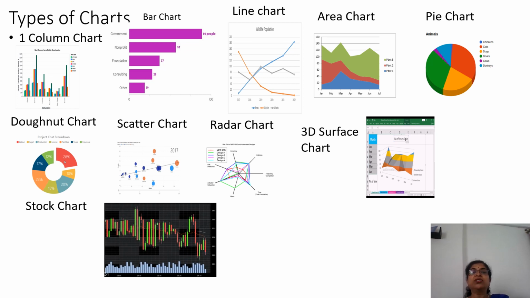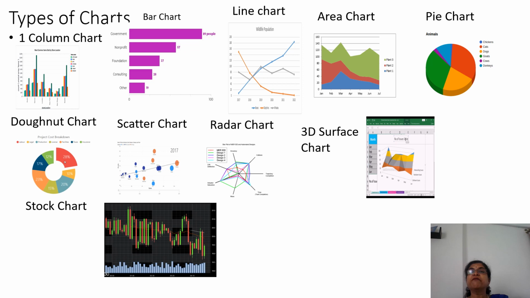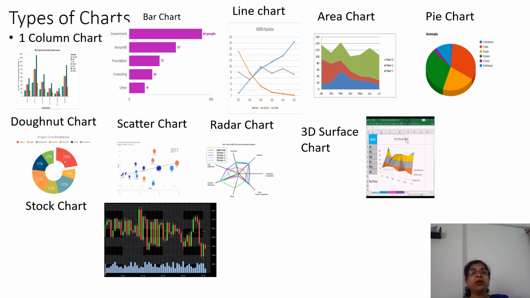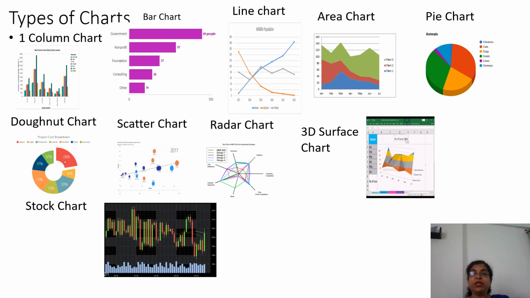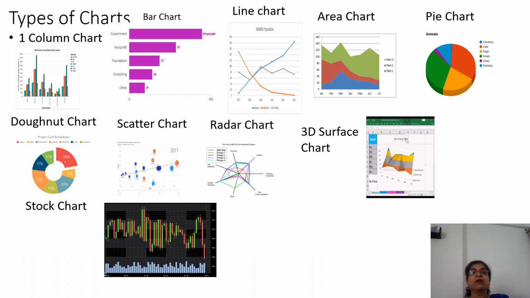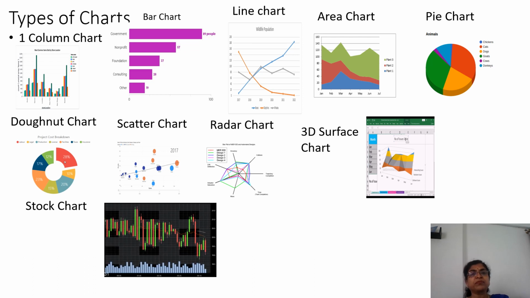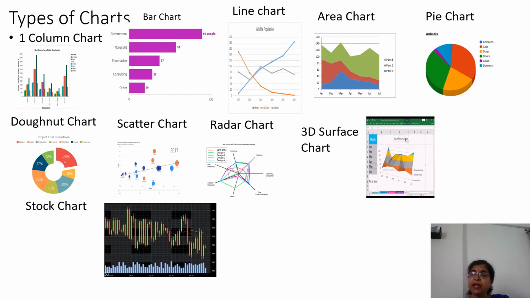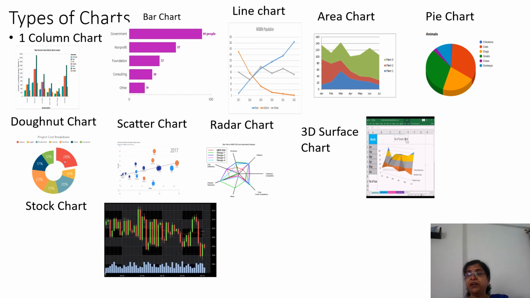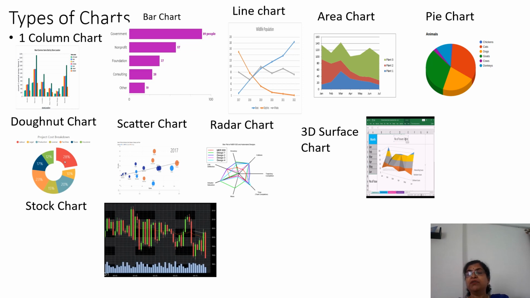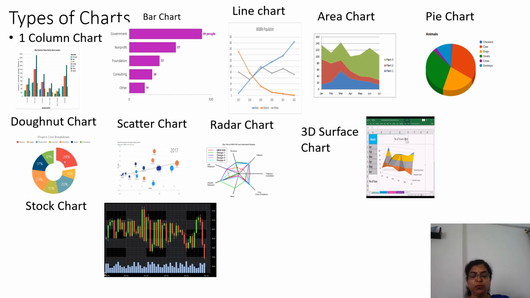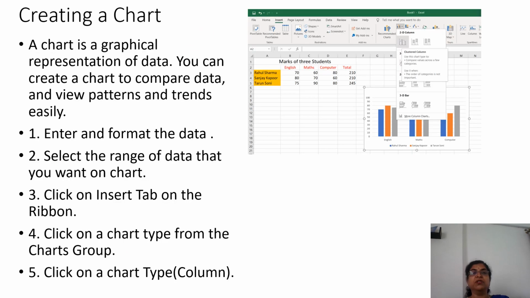Donut chart, scatter chart, radar chart, 3D surface chart, area chart, pie chart, stock chart, and so many. Column chart is there, bar chart is there. So many different types of charts are there. Whenever we are entering a chart in the worksheet, we need the data to be selected first. Now creating a chart, for this we should select the data first.